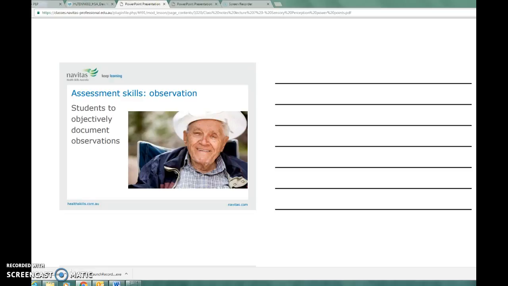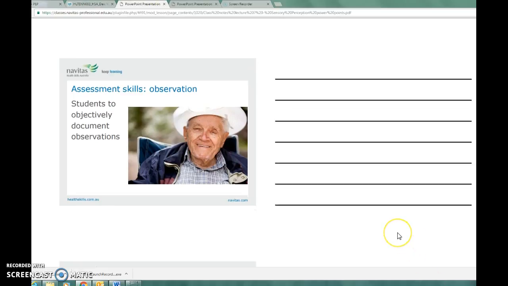Have a look at this, study it for a little bit, and write down your observations, and I will put some at the end of the slideshow for you.